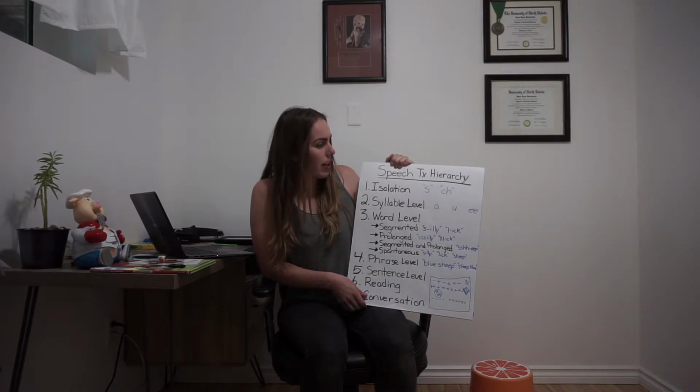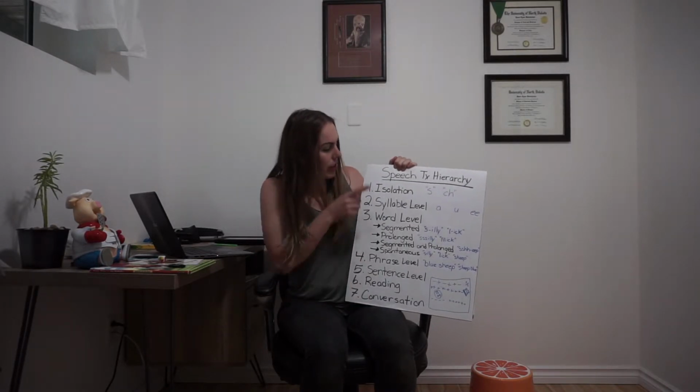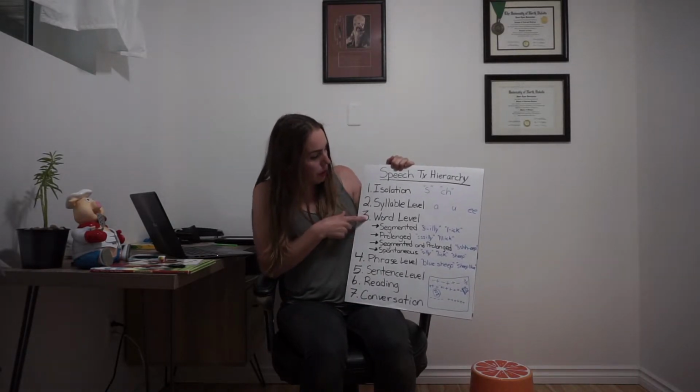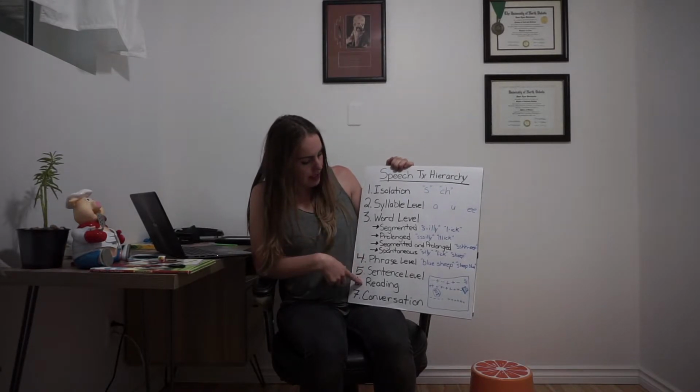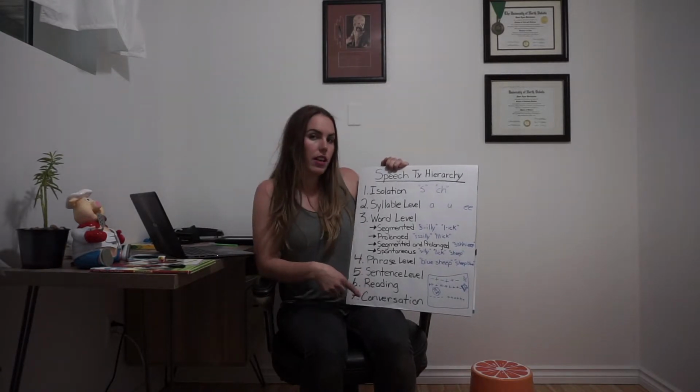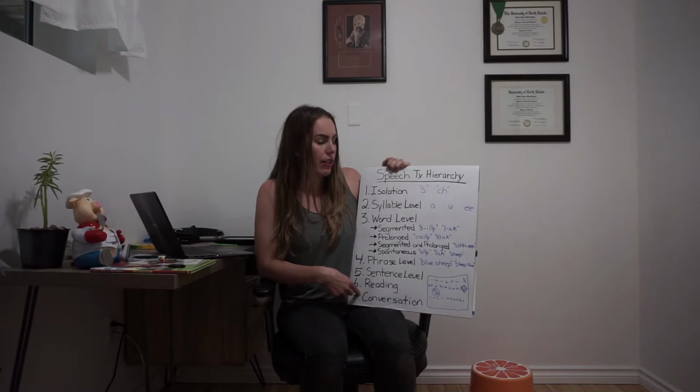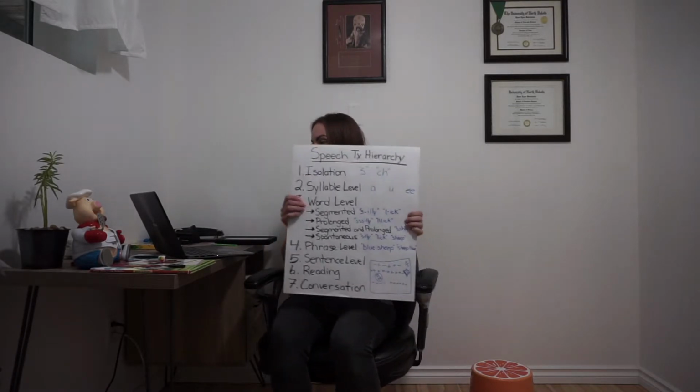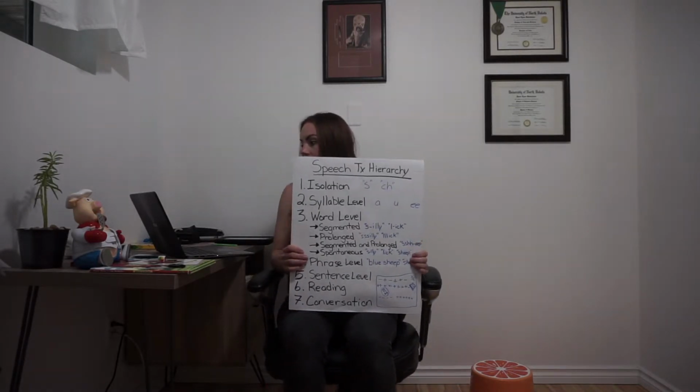So here's the speech treatment hierarchy. It goes from easiest to most difficult: isolation, syllable, word level, phrase, sentence, reading to conversation is where we want the child to master saying their sound. Okay, so this is the speech treatment hierarchy.